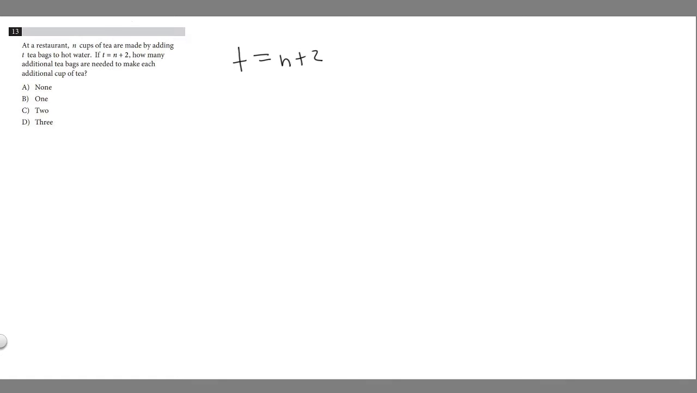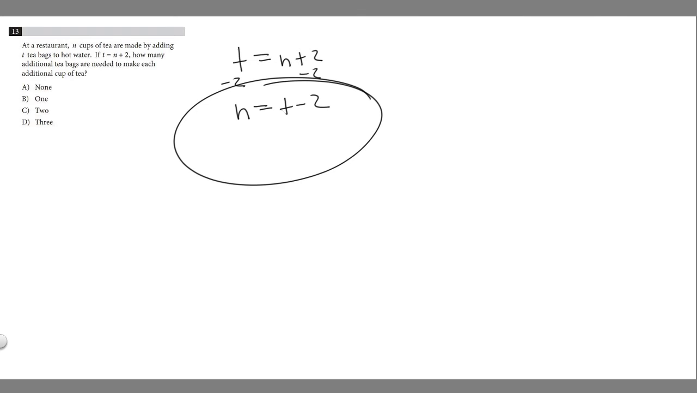And so I think this problem is easier to understand if we just solve this for n. So if we solve this for n, we could just subtract 2 from both sides. So n equals t minus 2. And so I think it becomes apparent when we plug in values. So let's just plug in, I'm going to choose a number greater than 2, so 3.